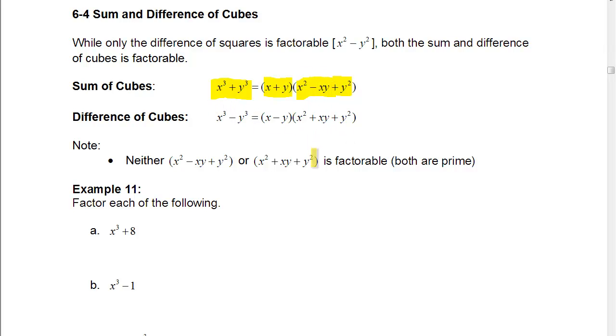And the same is true here, but the signs are different. So we have x minus y in the first, then square the first, opposite of the first times the second, and square the last. After we finish this, we know that neither of the resulting terms are factorable. Both are prime factors.